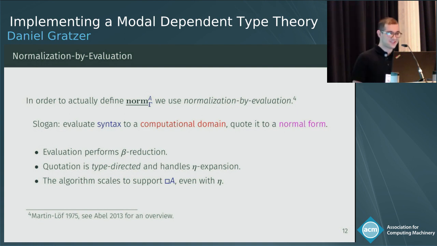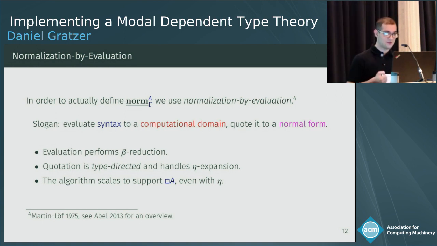So I'll just present this high-level slogan, which is that we separate our normalization function into two stages. First, we take our syntactic terms and we evaluate them to some sort of computational domain. And then we quote those things back. And in the process, we get normal forms. So the evaluation performs beta reduction, and the quotation handles eta expansion. And the result at the end of the day is beta normal, eta long terms.